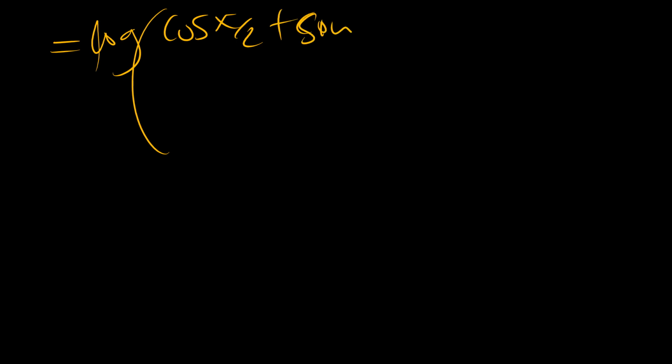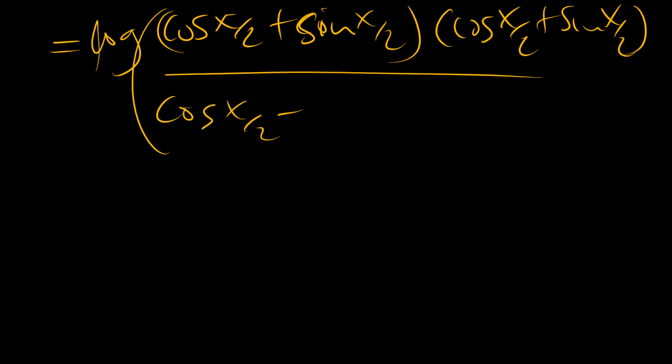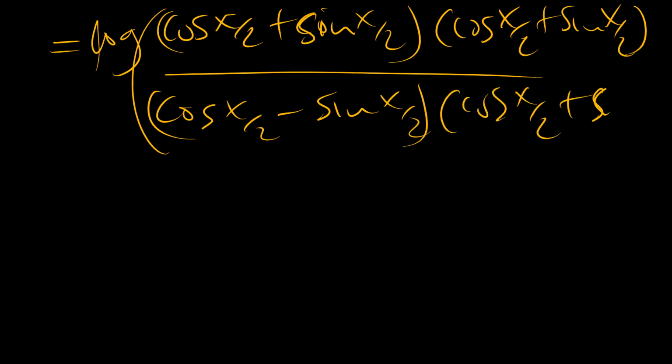And that means, let me make this bracket, so we have cosine x over 2 plus sine x over 2, multiply the numerator by cosine x over 2 plus sine x over 2, and also the denominator cosine x over 2 minus sine x over 2, multiplied by cosine x over 2 plus sine x over 2. So this and that would cancel to get 1, but there's a reason we're doing that.